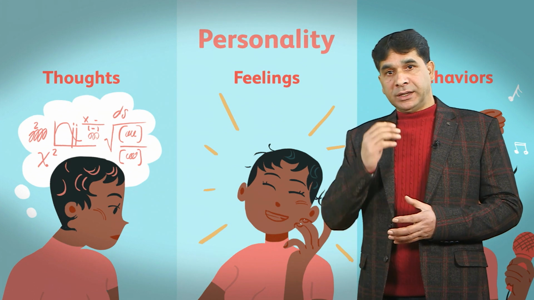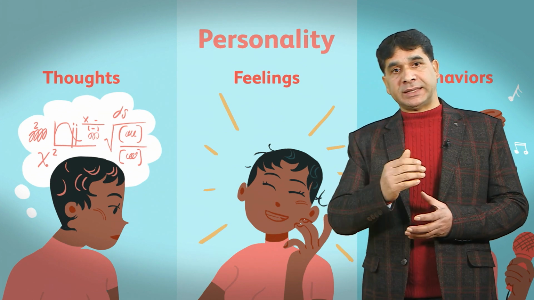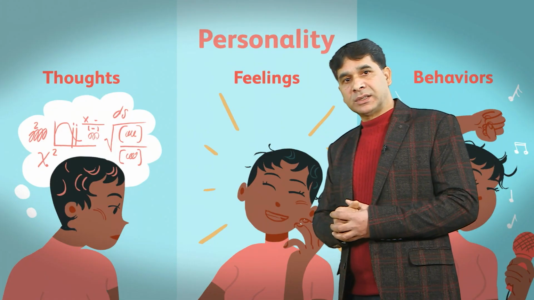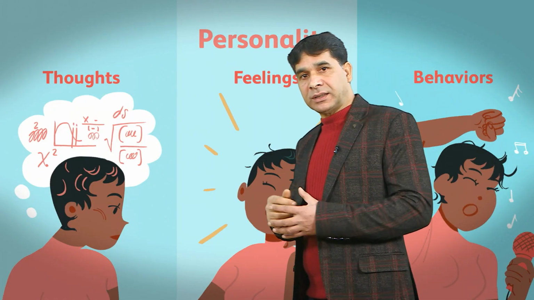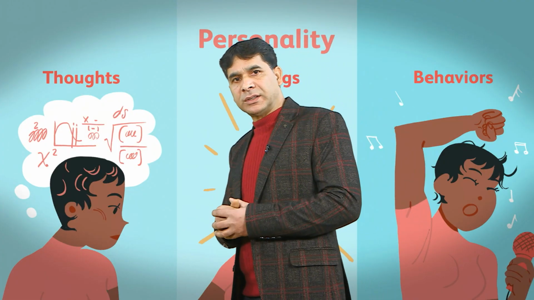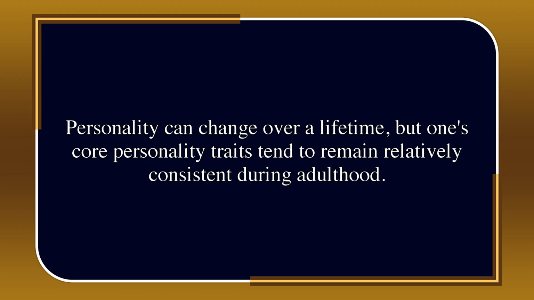Besides, an individual's personality is defined as the combination of relatively enduring traits that influence behavior in a variety of situations. Undoubtedly, personality can change over a lifetime, but one's core personality traits tend to remain relatively consistent during adulthood.